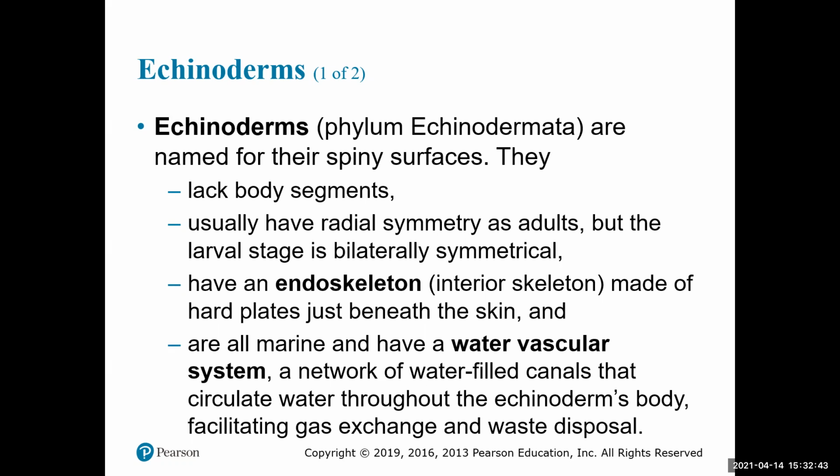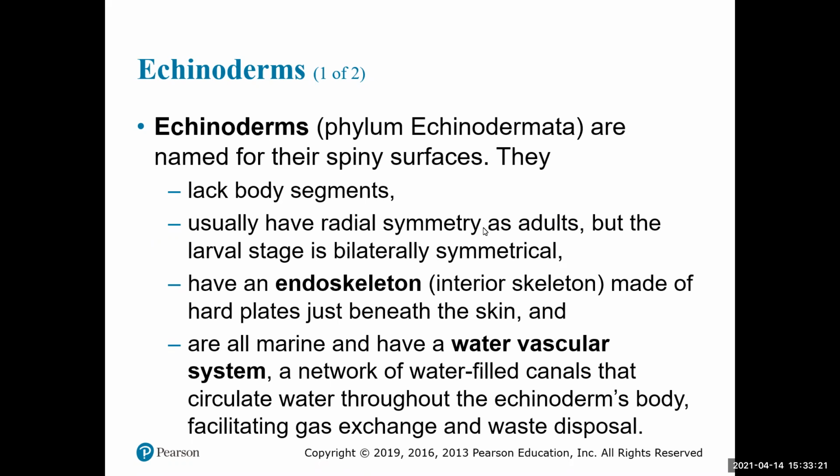And the first phylum of the deuterostomes is Echinodermata, and this makes up all of the echinoderms. The echinoderms are named this because they have spiny surfaces. So you can think of sea urchins, sea stars have little spines on them. Those are your echinoderms. The echinoderms don't have body segments. That segmentation is not present.